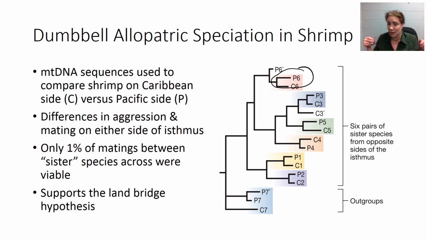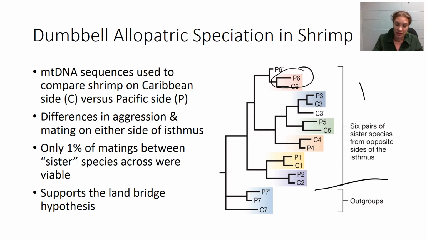Bad joke, I know. So when they put these sister species, according to phylogenetics, together, they actually found out that only 1% of the matings were viable. This is a very low percentage. So basically this supported the land bridge hypothesis and gave us a pretty good idea that in fact, at least for these 6 groups, these were functionally basically separate species.